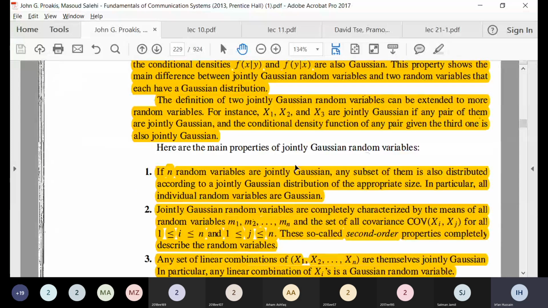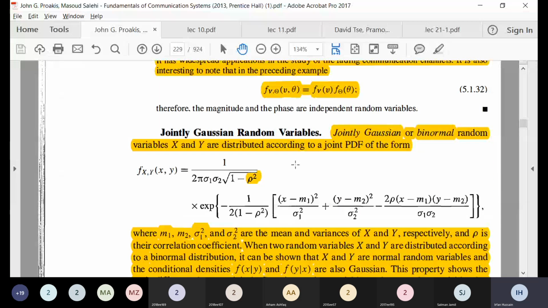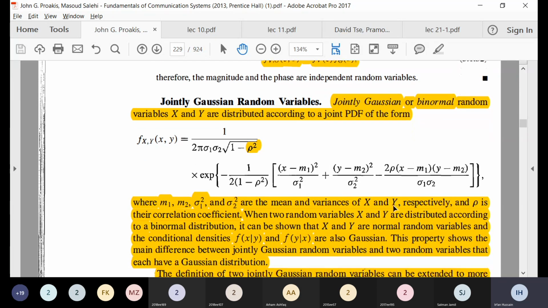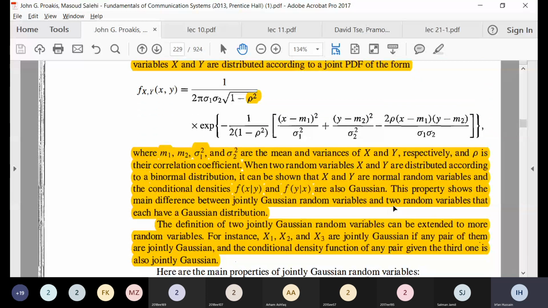All right, so the exact formal definition is that for two random variables to be jointly Gaussian, we also call them binormal or two normal random variables, they must have a joint distribution of this form. Where this rho is the correlation coefficient. If it is of this form, then they are called jointly Gaussian. And it can be shown then that each of X and Y is normal.